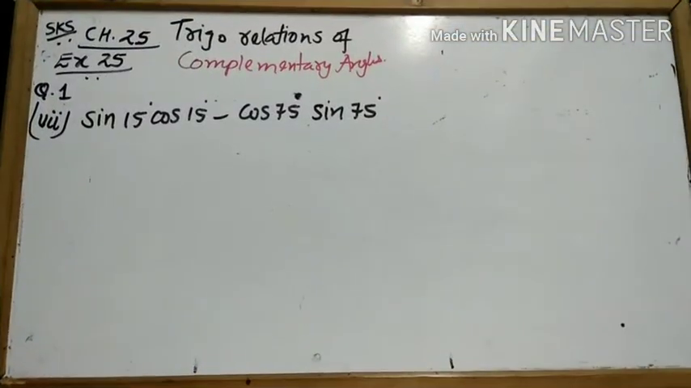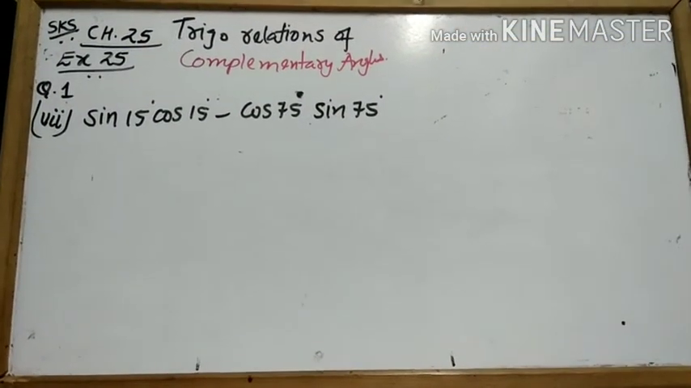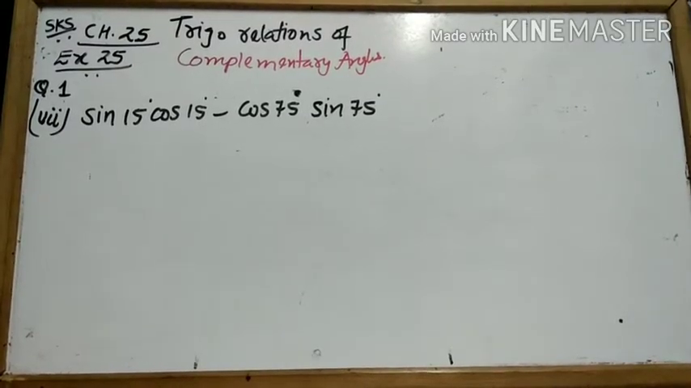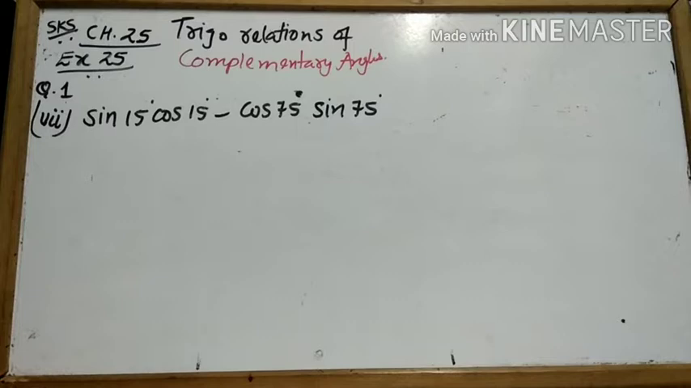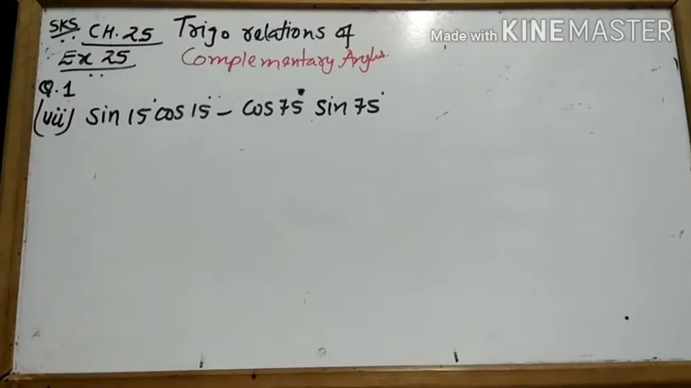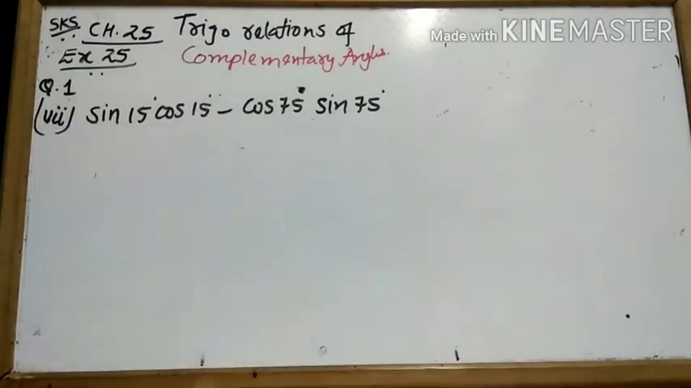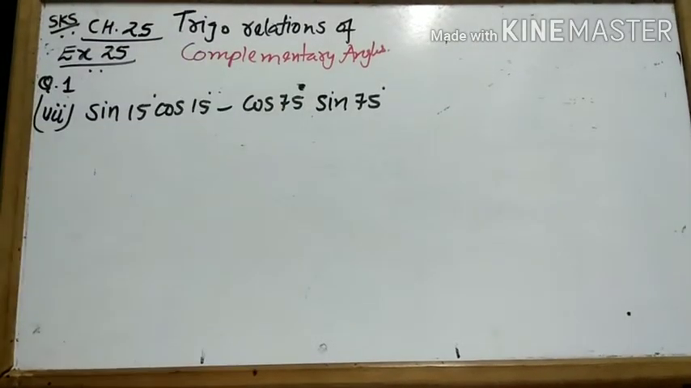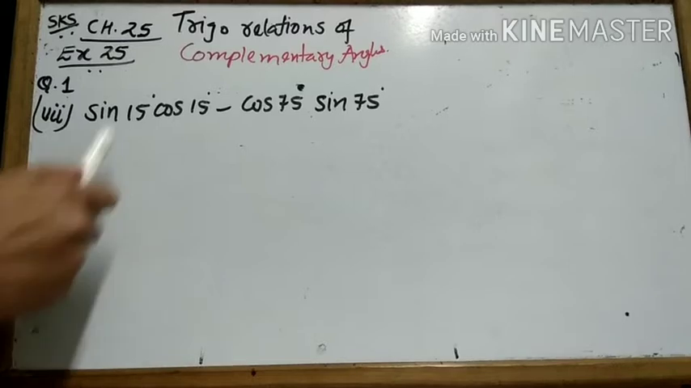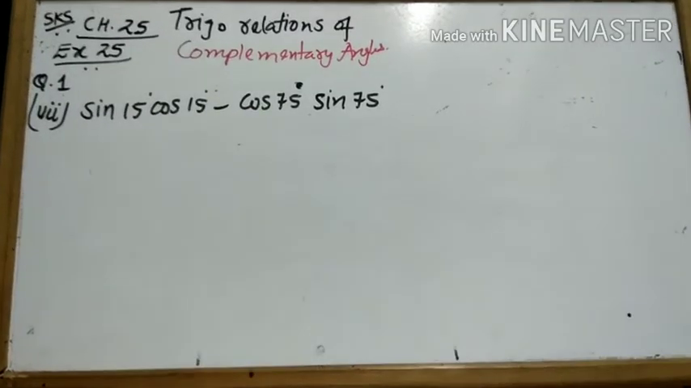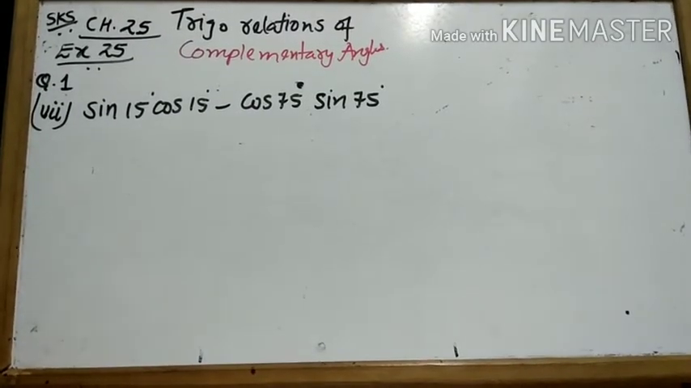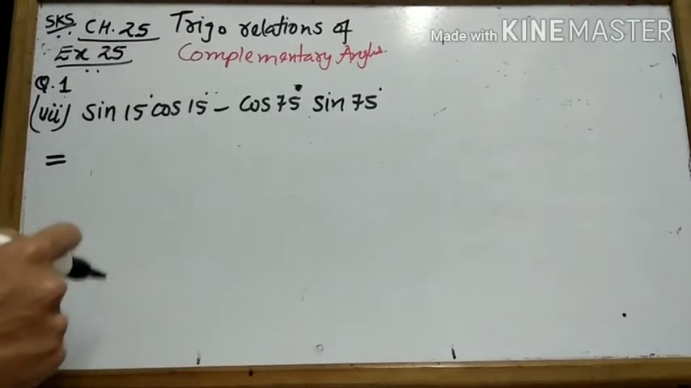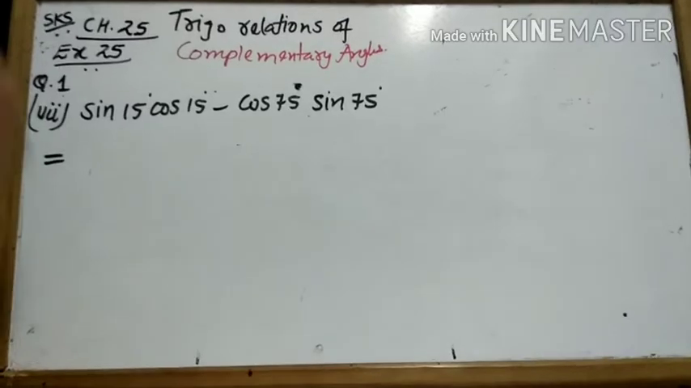Dear friends, I am taking sub question 7 from question 1 of exercise 25. It is given sin 15 degree into cos 15 degree minus cos 75 degree into sin 75 degree. Now there appear 4 angles, but actually there are two angles given, one 15 degree, other 75 degree. You have to manually add them up. 15 plus 75 will make 90 degree. So what I am going to do is change either 15 with respect to 90 or 75 with respect to 90.